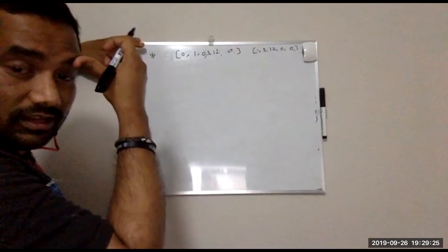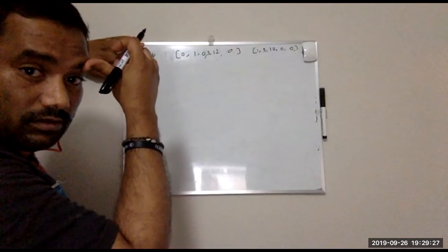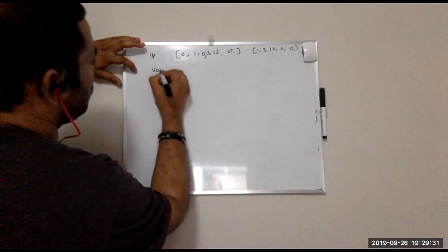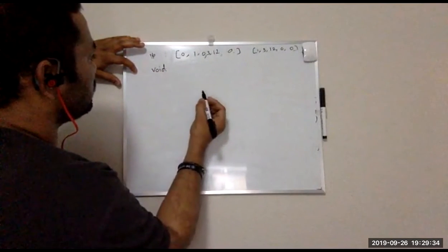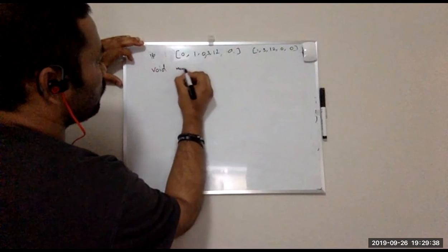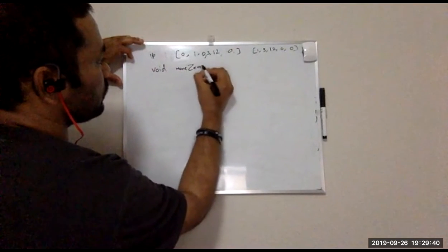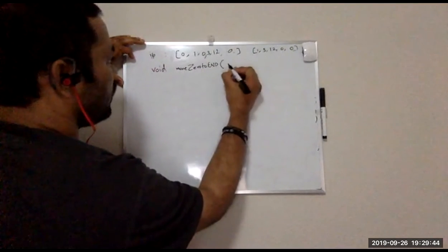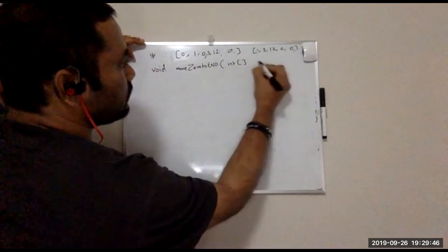Let's keep it simple. Let's not return anything. So the return type is void, and the function name should be moveZerosToEnd, and we are given an integer array.